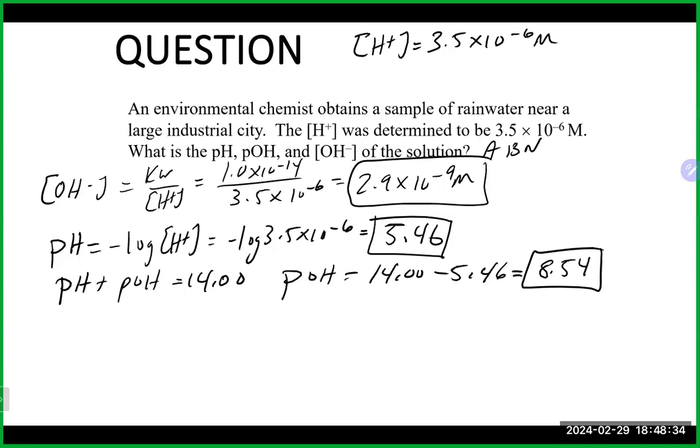1, 2, 3. And at this point, we will decide whether this is acidic, basic, or neutral. This one's going to be acidic, as we want to look again here at the pH, which is 5.46 and less than 7. Any questions on that there? Questions on anything we talked about?